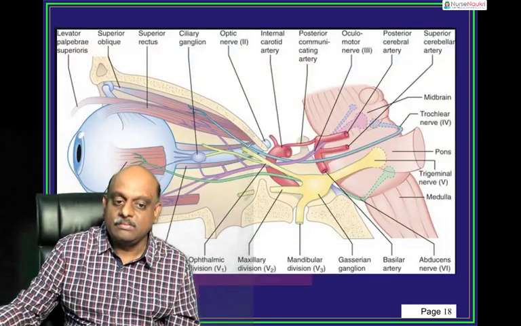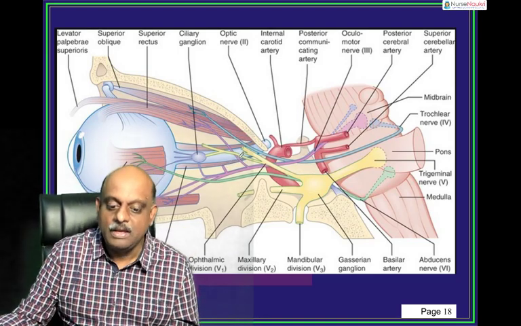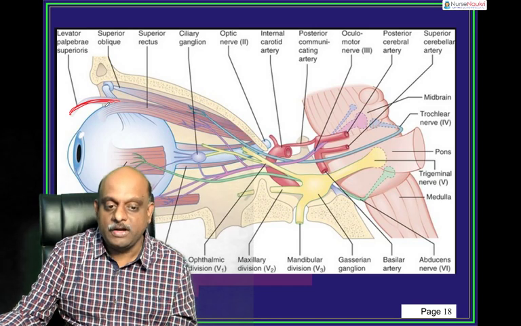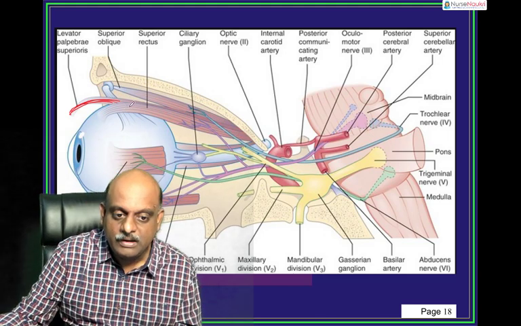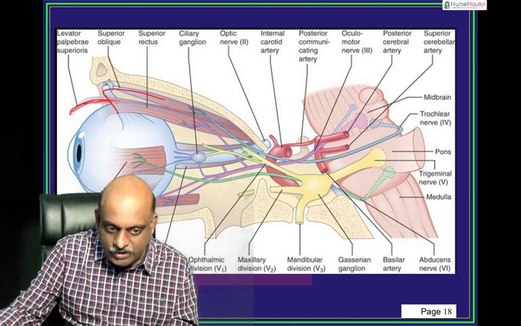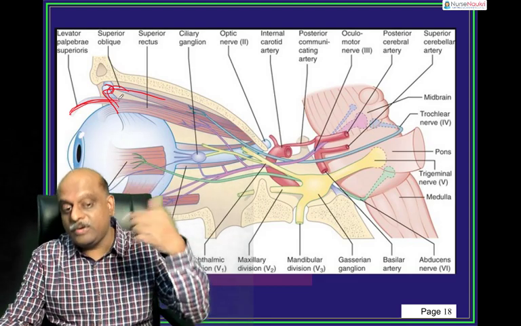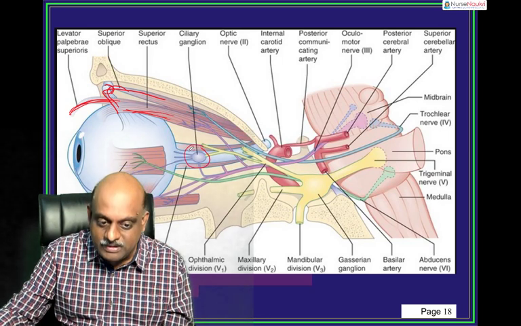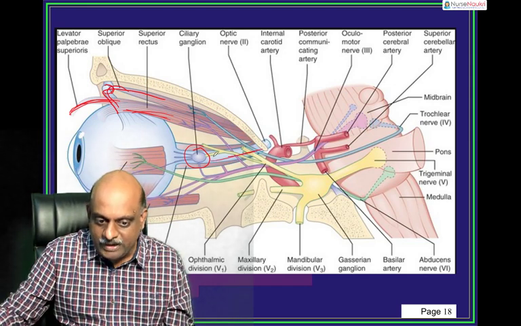So once more, in order to give you clarity, let us master some anatomy landmarks. This is the levator palpebrae superioris, which elevates your eyelid. Then this is your superior oblique muscle, right? It has a trochlea through which it curves. That is why the nerve supplying it is called the trochlear nerve. Then you have the superior rectus. Then this is the ciliary ganglion, right? Now, this is the optic nerve which is passing.